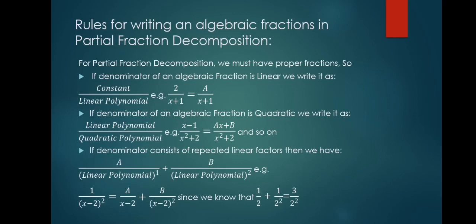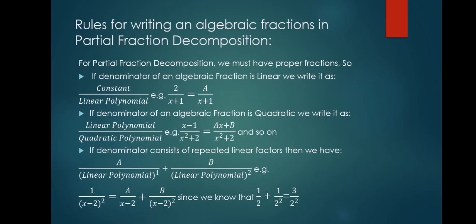If the denominator of an algebraic fraction is a quadratic one, then we write it as follows. Since we know that the polynomial having lower degree than a quadratic polynomial is obviously a linear one, if the denominator consists of a quadratic polynomial, obviously in the numerator we must have a linear polynomial. For example, x minus 1 by x square plus 2, and since we do not have known terms initially when we go for partial fraction decomposition, we will write ax plus b and so on.